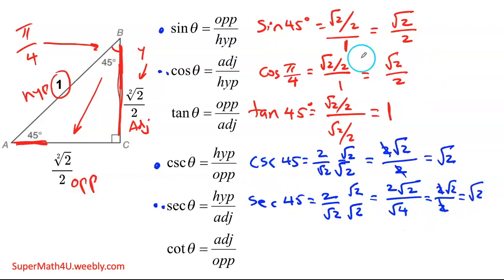So as you can see, the sine and the cosine are the same. The secant and cosecant are the same, are equal. Tangent and cotangent, right, is the reciprocal of this. So my cotangent of 45 degrees or pi over 4 is the reciprocal of 1, which is 1. So that's an easy one. Okay, and that's it for those trigonometric functions.